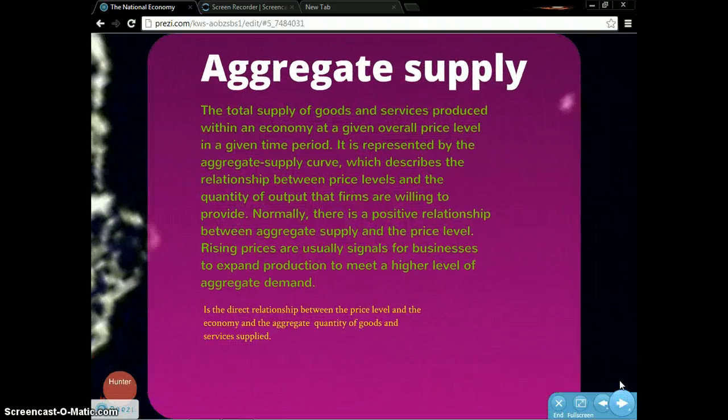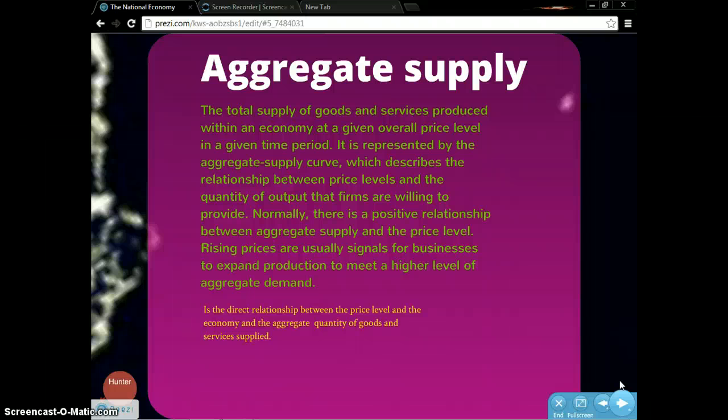Aggregate supply: the total supply of goods and services produced within an economy at a given overall price level in a given time period. It is represented by the aggregate supply curve, which describes the relationship between price levels and the quantity of output that firms are willing to provide. Normally, there is a positive relationship between aggregate supply and the price level.